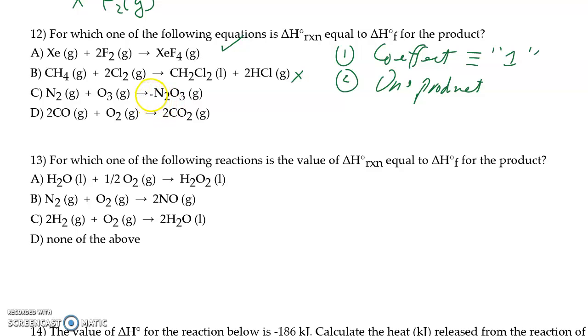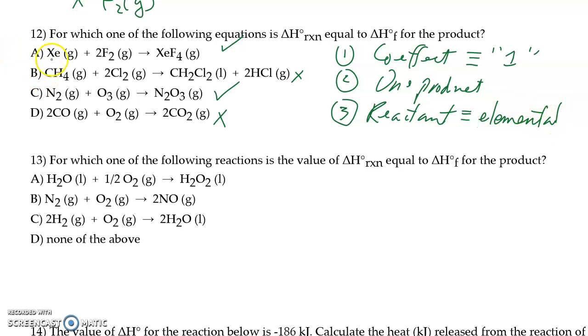Okay, over here, the coefficient is 1, so potentially this one is the right answer. Coefficient is 2. Okay, so the second requirement is just one product. So the rest of these have one product, except B. B has 2 different products. The third requirement, elemental form in the reactant. Okay, so the reactant must be in elemental form.